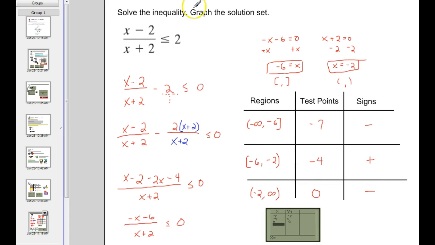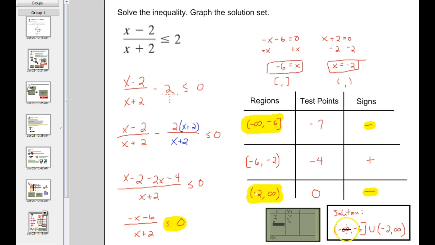Okay, and then if you look over here, we have less than 0, so that means we want negatives. So we want two negative regions. There's one, there's the other. So negative infinity to negative 6 with a bracket, union negative 2 to infinity with parentheses. Negative 2 makes the denominator 0, so it always gets a parenthesis. You've got to get that down: only the order symbol determines the brackets and parentheses for the top only, the numerator only. Always parentheses for the denominator zeros. You cannot divide by 0 for any reason.